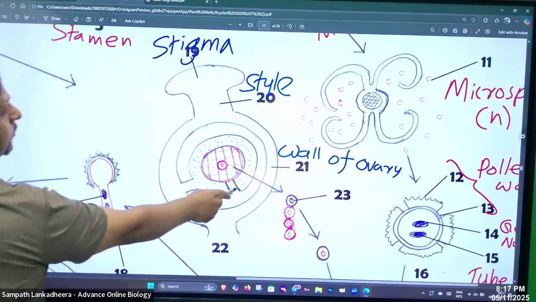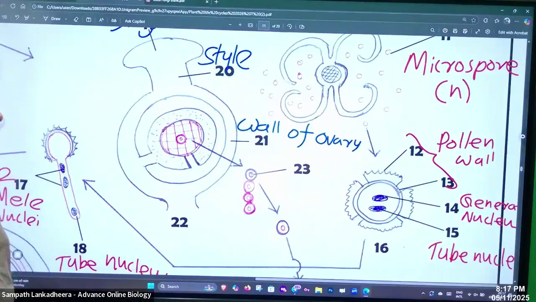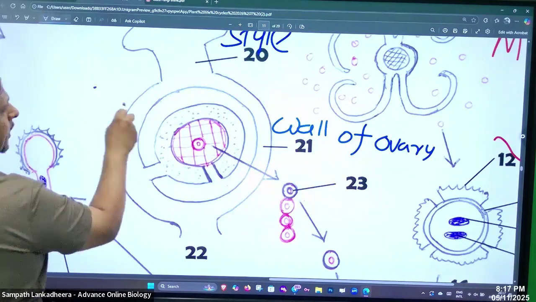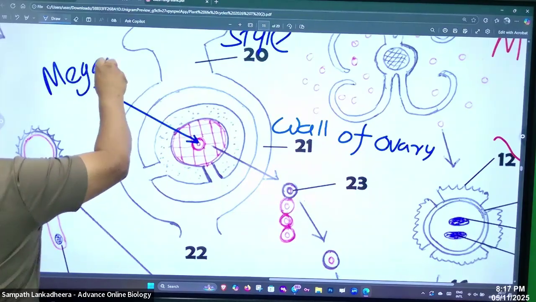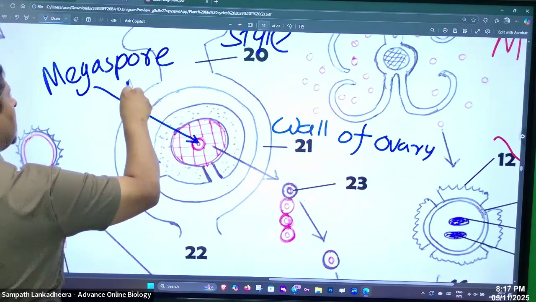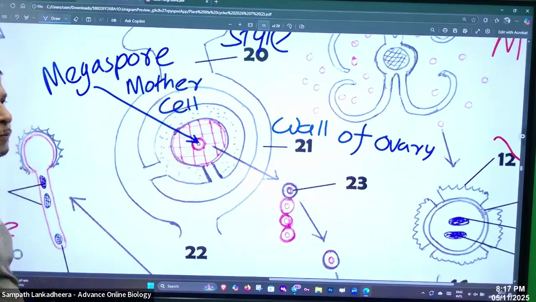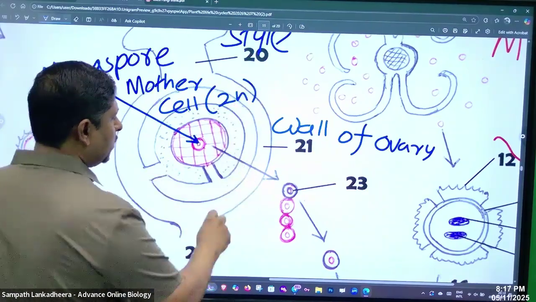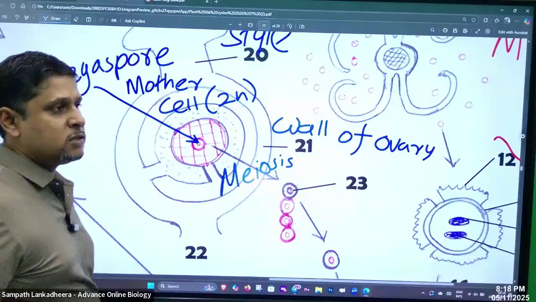Then people, something special happened here. There is a red color cell present. What is this cell, people? We can label it as the megaspore mother cell. What is the ploid level, people? 2n. So what happened to that? It undergoes meiosis.